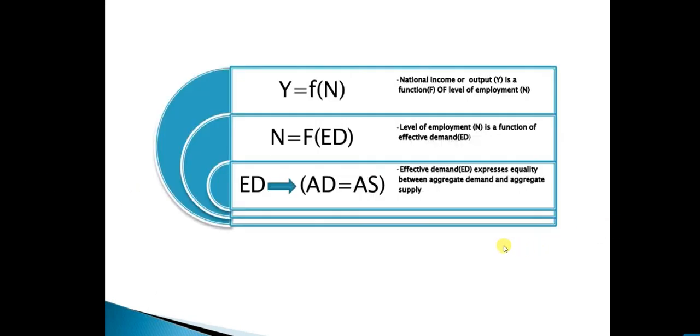So Y is the national income or output. Y is equal to F into N, where F is a function and N is the number of employment, the level of employment. Below we have one formula: N is equal to F of ED. So the level of employment is equal to a function of effective demand. And effective demand expresses equality between the aggregate demand and aggregate supply.